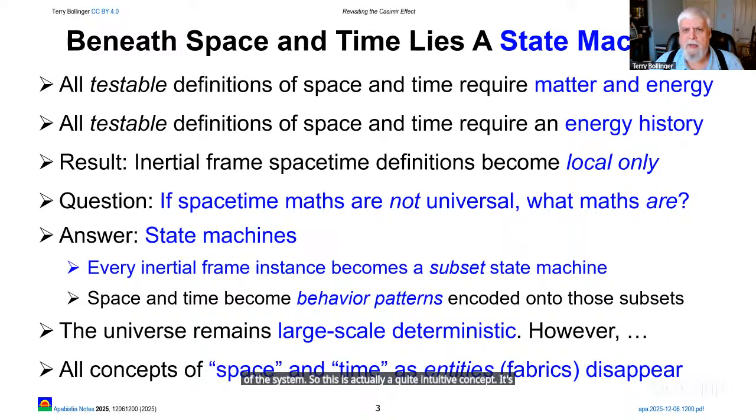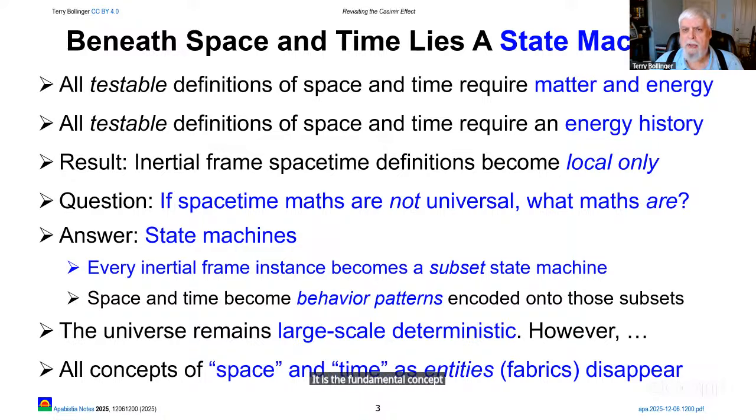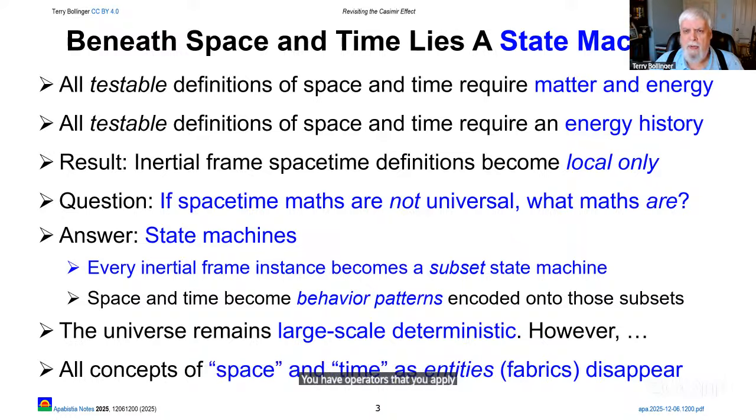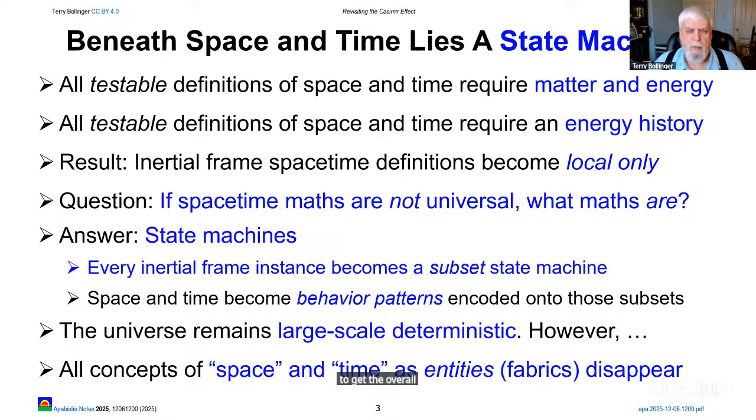It's not a concept that's difficult to understand, even if you're not from a computer science background. It is the fundamental concept behind computer science. Every computer is a state machine. It has a memory. You have operators that you apply to that memory, and they change the state of that machine. And then you continue in a sequence to get the overall results that you want from this.